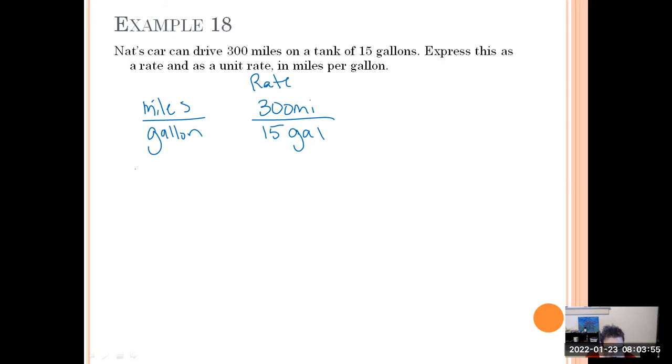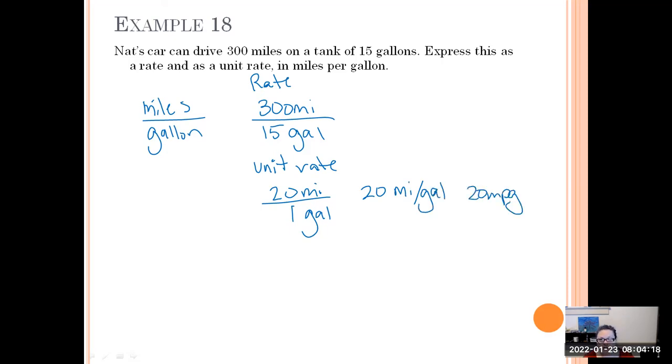So 300 divided by 15 is 20. So the unit rate would be 20 miles per 1 gallon. Or you could say 20 miles per gallon, or you could say 20 mpg because that's how we use it as well. So you have the rate, and you have the unit rate. We're golden there. Moving on.